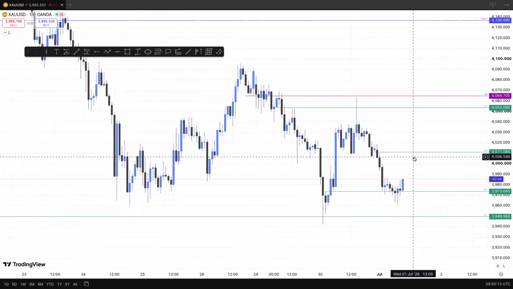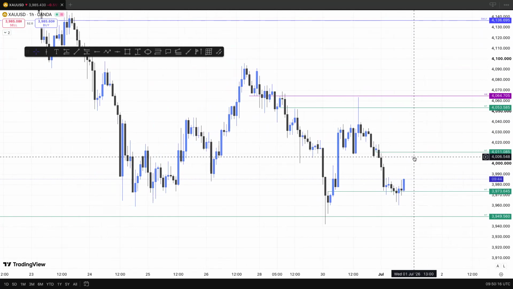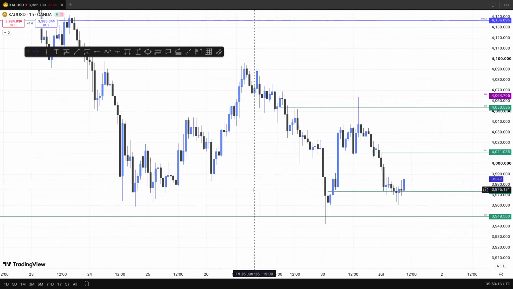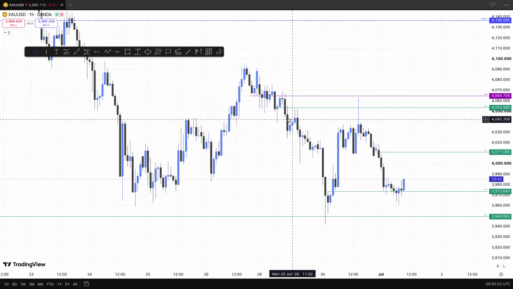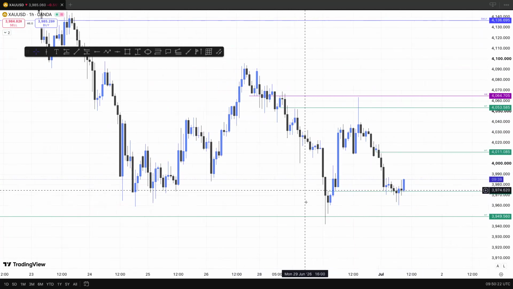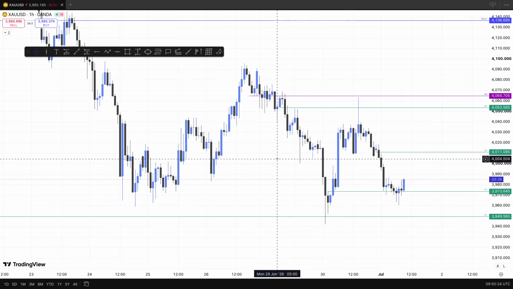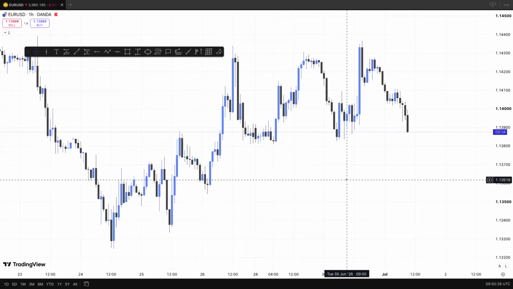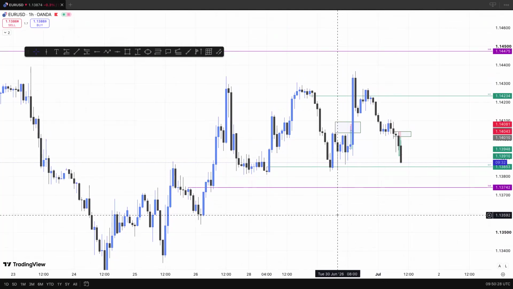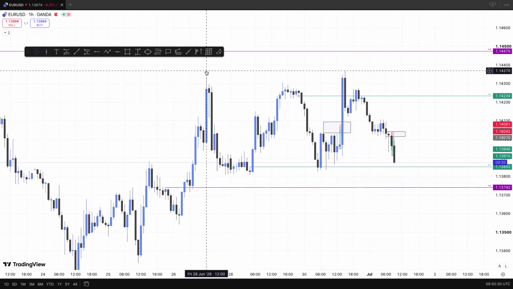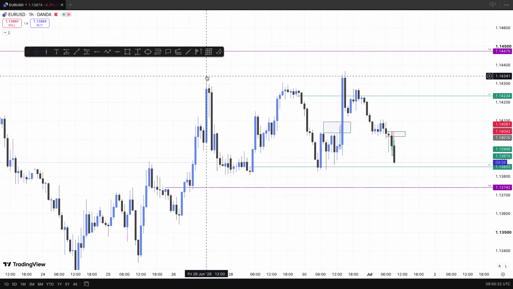XAU is also bearish. Yes, XAU is bearish inside the sell side liquidity. Okay, and EURUSD is also bearish. Okay, we didn't invalidate this high right here. So yes, EURUSD is also bearish.